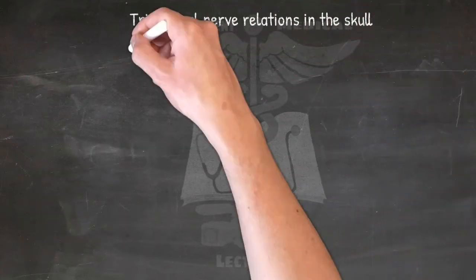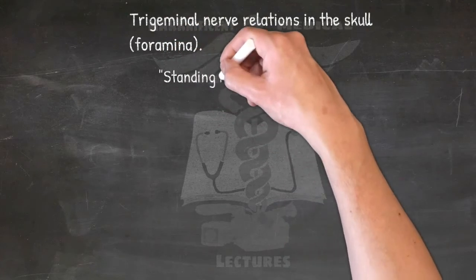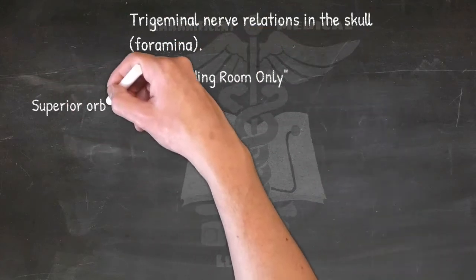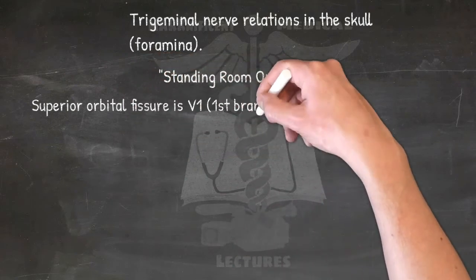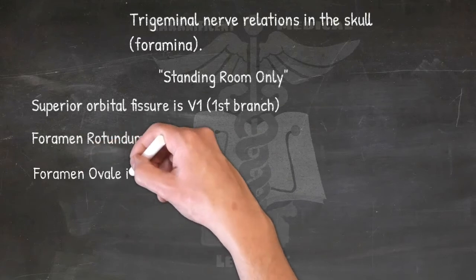Trigeminal nerve relations in the skull, foramina. Standing room only. Superior orbital fissure is V1, first branch, foramen rotundum is V2, foramen ovale is V3.